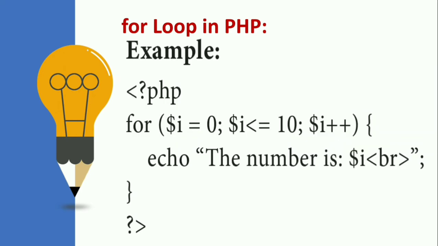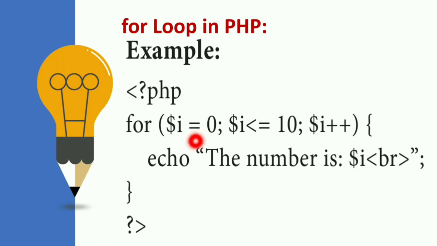So look at the program. Program begins with open PHP tag, and immediately we do have for loop. So this for loop, we have 3 things inside the parenthesis. One is the initial value, then test condition, and increment. So all these 3 values should be separated by semicolon. And do remember, for loop should be in lowercase, and after that we do have open and close curly bracket. Inside that we do have the statement to be executed.